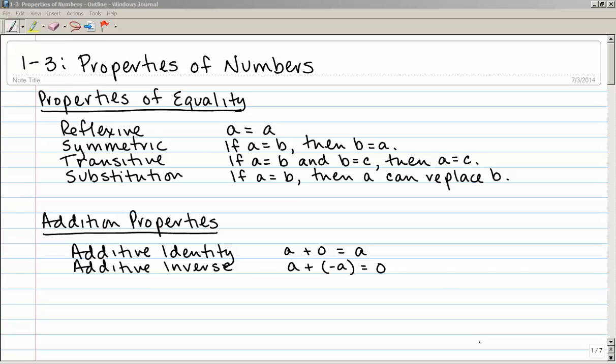Section 1.3 is on properties of numbers. The first set of properties we have are the properties of equality. Those are the reflexive, symmetric, transitive, and substitution properties.